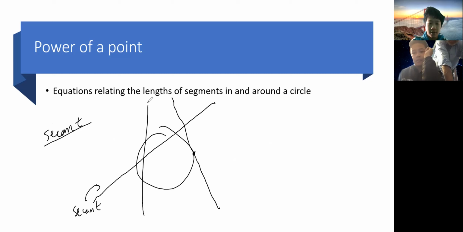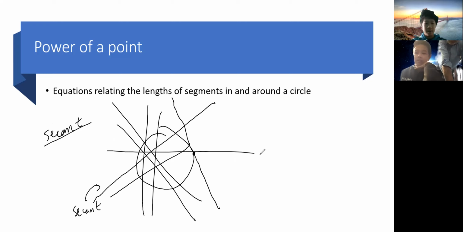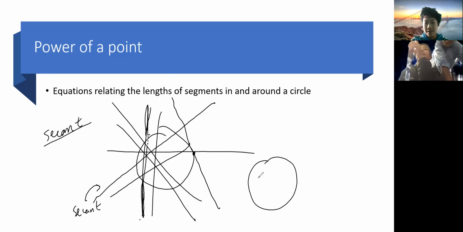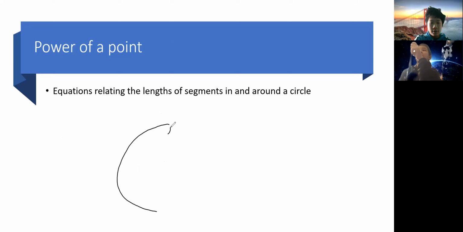Okay, this is a secant. We can have lots of secants. You just need to pass through 2 points. A chord is not a secant. A secant is a line, which means it goes on forever. It has part of it outside the circle. A chord has to be inside the circle the whole time. So those are our definitions. So now we've got some cool formulas.